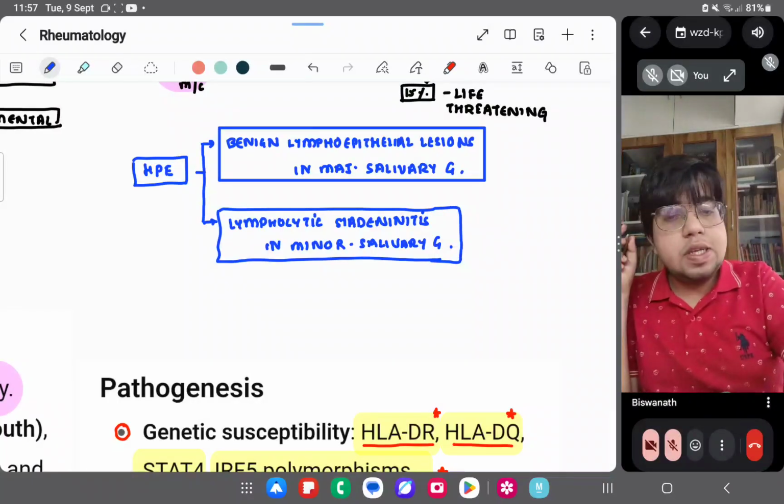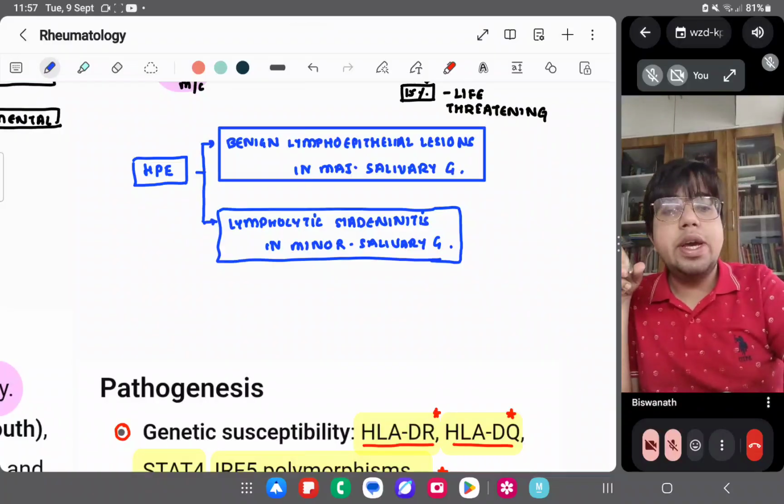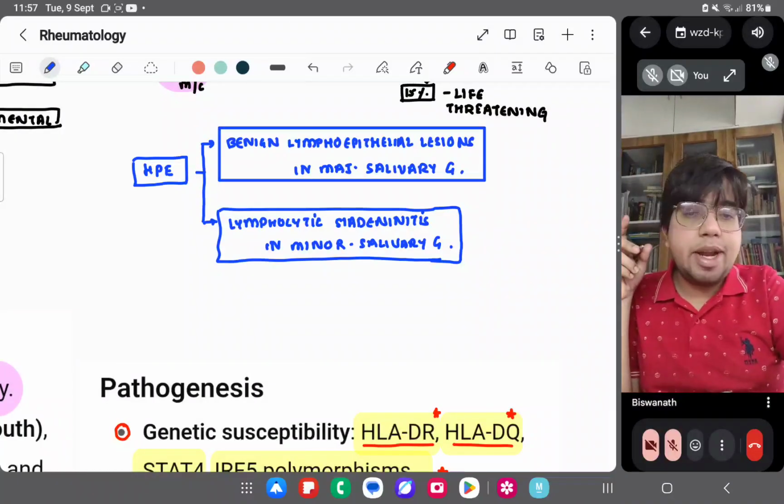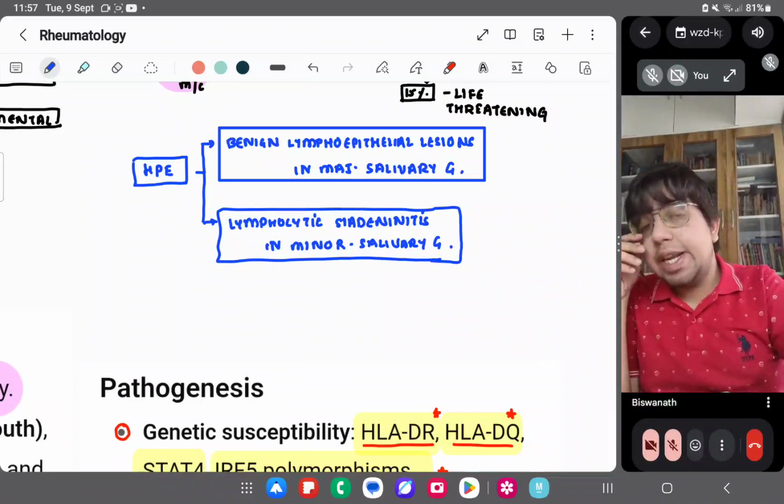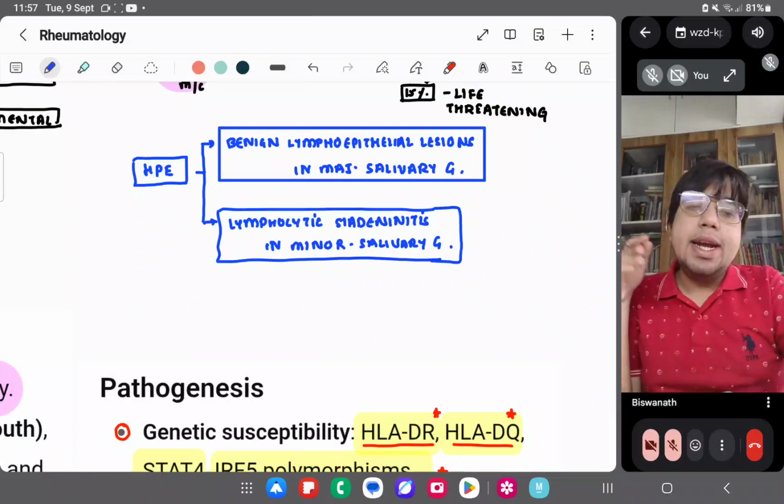Clear? These are all things you know, in major salivary glands and in minor salivary glands. Now we move to the clinical features per se.